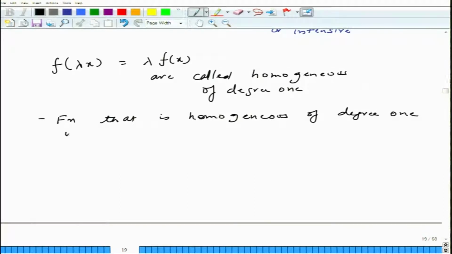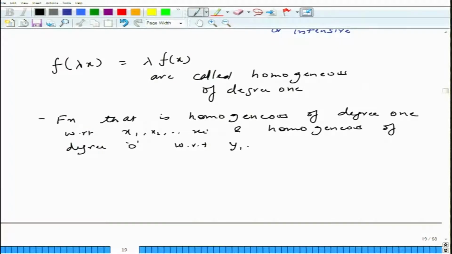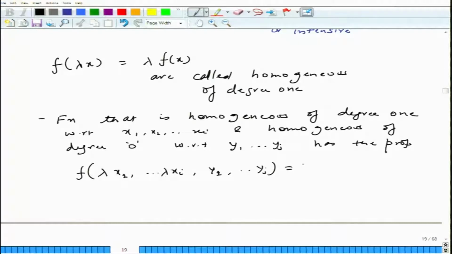1 with respect to variables, let us say x1, x2, up to xi, and homogeneous of degree 0 with respect to variables y1 till yj, has the property that you can write the following as this.